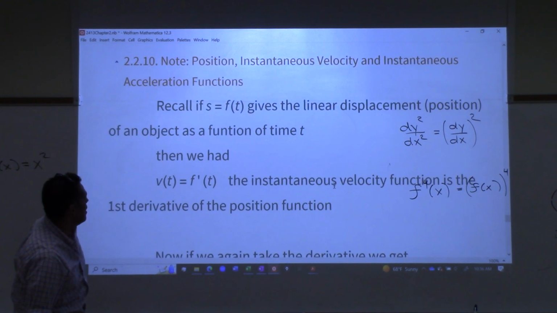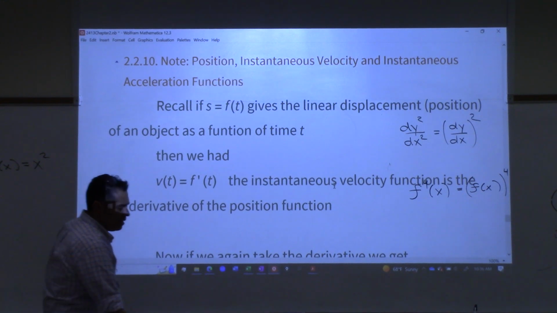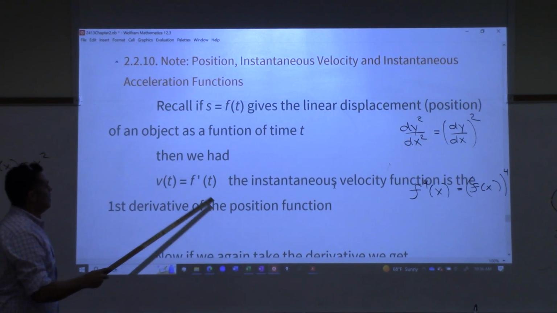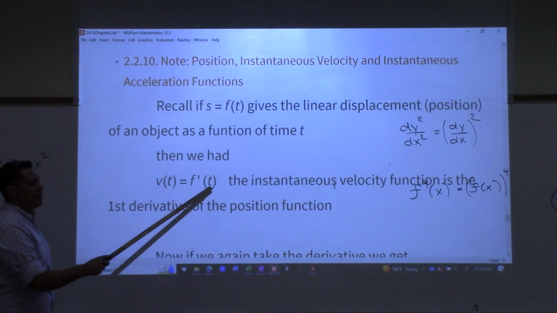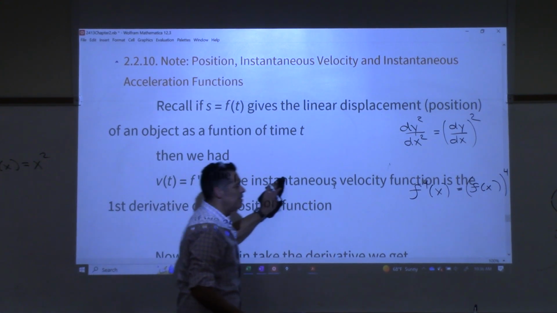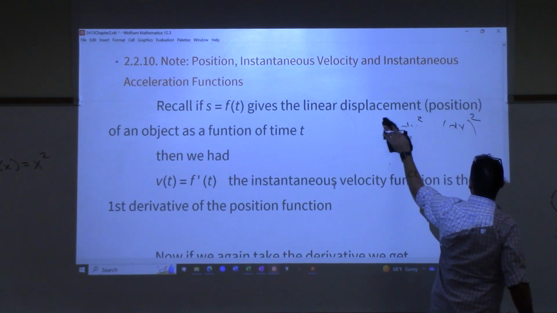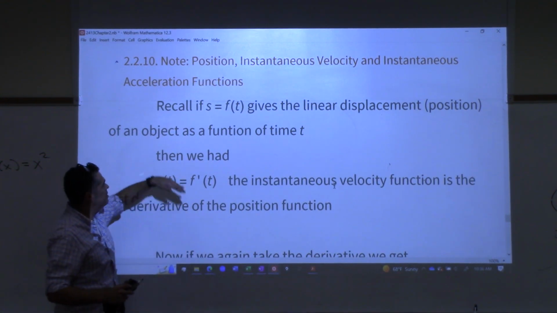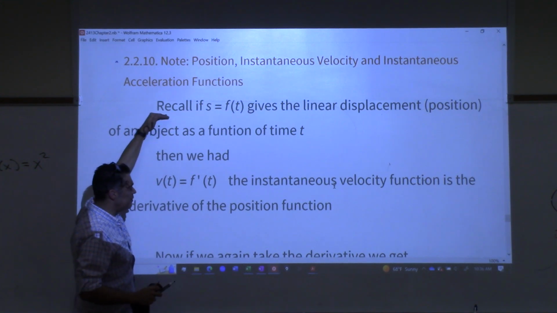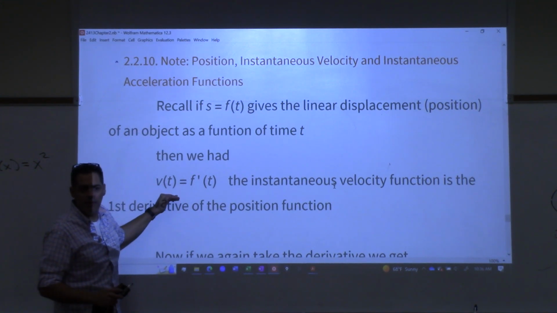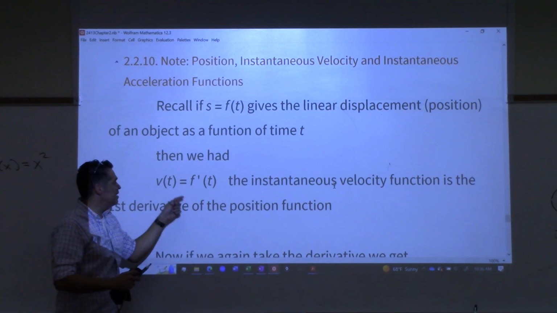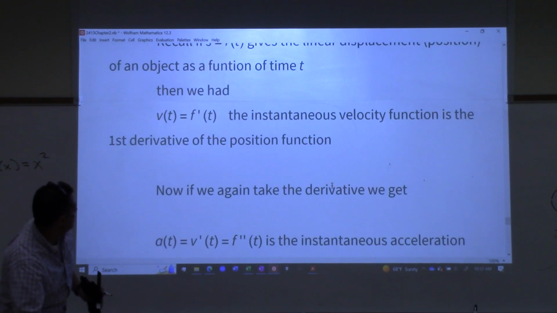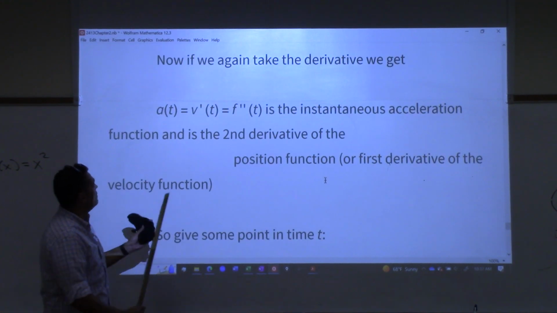So remember, we talked about this already, that if you have a function that gives you the position of an object, right? Then the first derivative gives you the instantaneous velocity of the particle. So we already know, because we talked about it in a previous section, that if you have the position function, the derivative gives you the velocity. But if you take the derivative of the velocity, that's the second derivative, then what you get is the acceleration function.